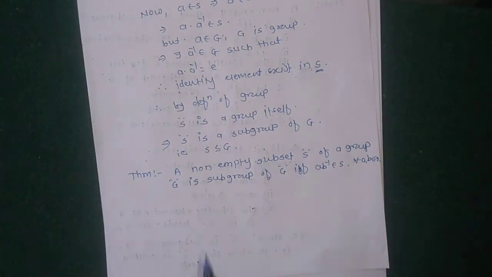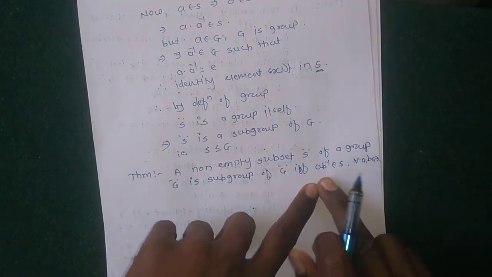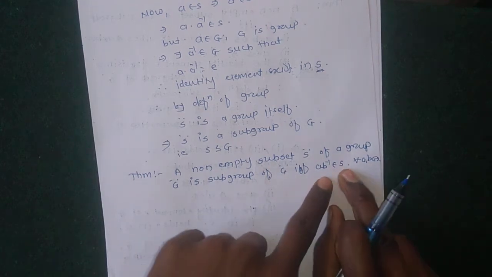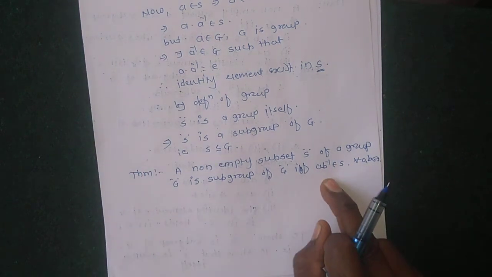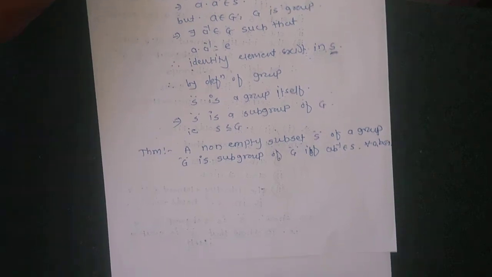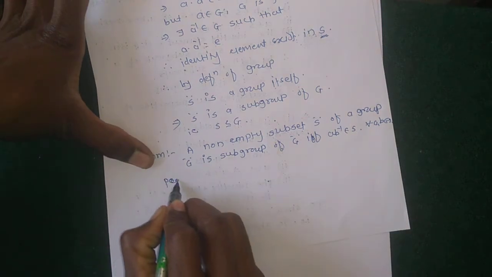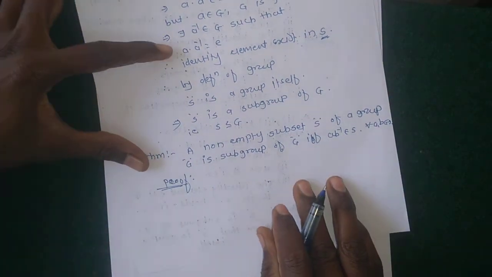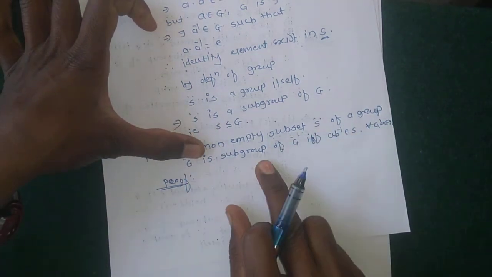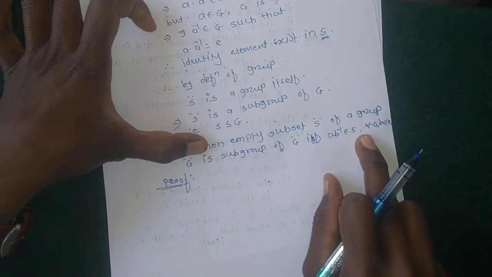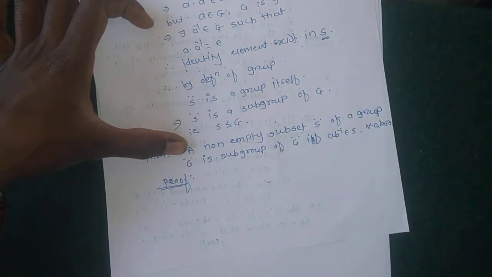The theorem says that a non-empty subset S of group G is a subgroup if and only if A B inverse belongs to S. If A B inverse belongs to S, then S is a subgroup of G, and if S is a subgroup of G, then A B inverse also belongs to S. The proof is similar to the above theorem. First suppose that S is a subgroup of G and prove A B inverse belongs to S. Conversely, if A B inverse belongs to S, show that S is a subgroup of G.